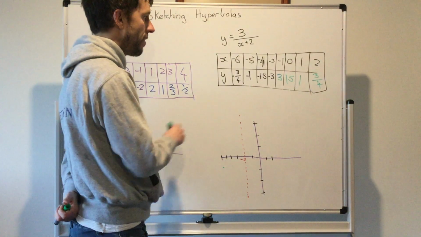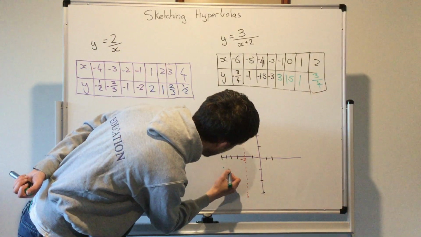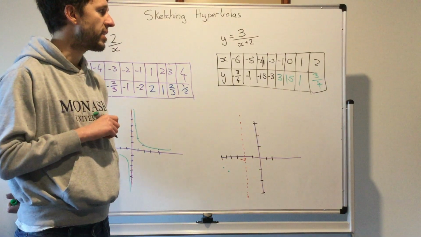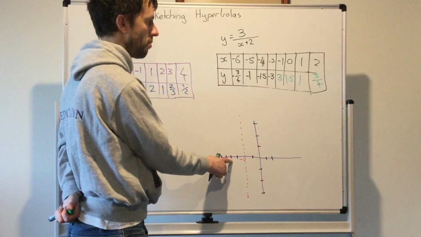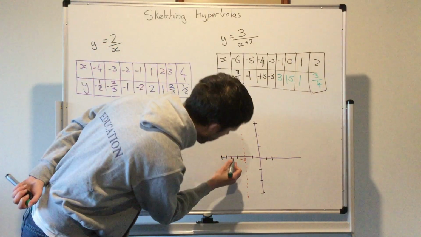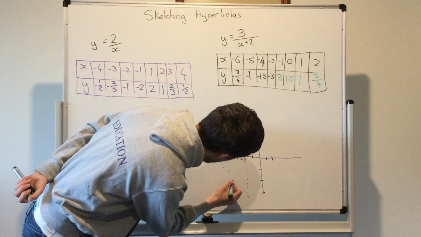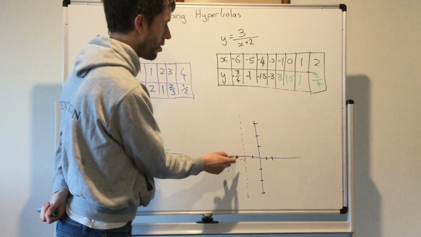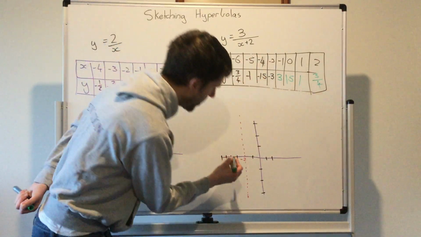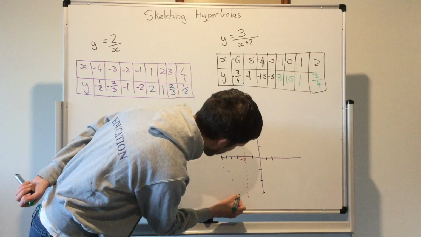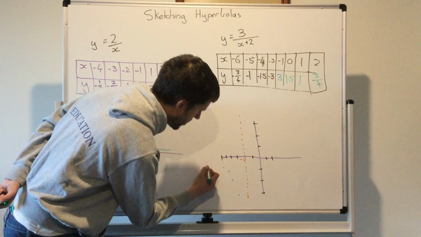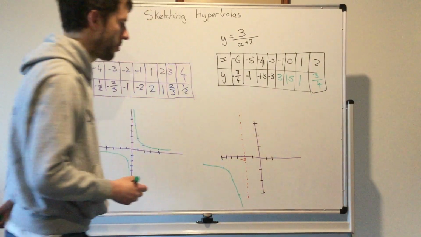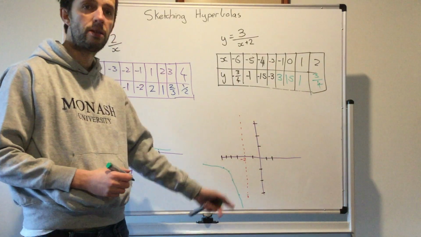When x is -5, it is -1. When x is -4, y is 1.5. When x is negative 3, y is negative 3, all the way down here. So what's happening at the moment is we've got this going on. It will never touch this asymptote.